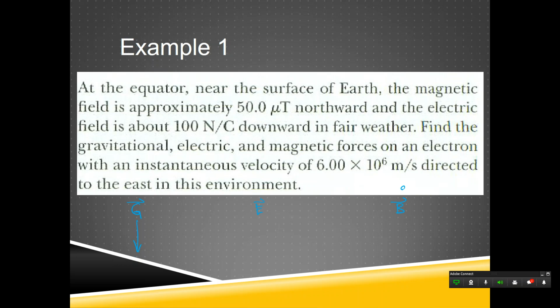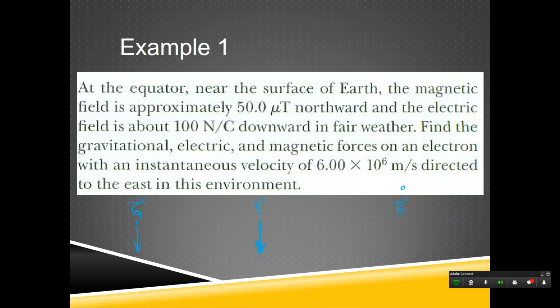All right, and the question says there is an electric field in the down direction. And in the last part, it says that there is a magnetic field in the north direction.